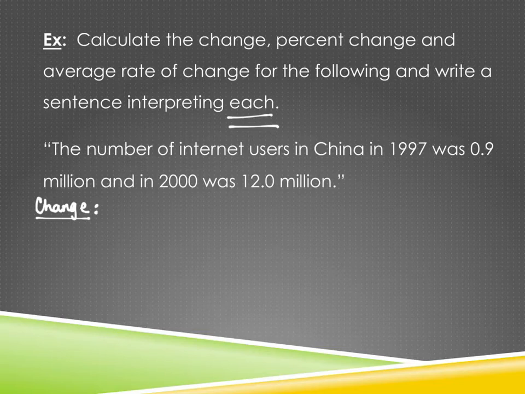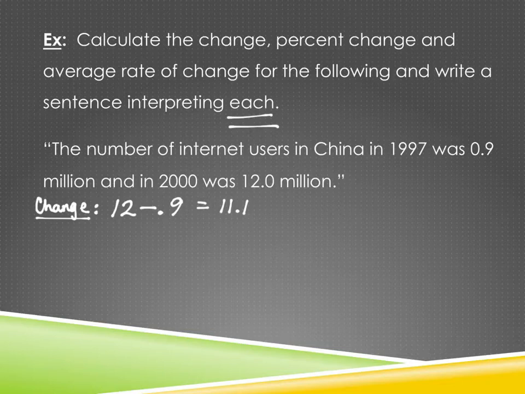The number of internet users in China in 1997 was 0.9 million, and in 2000 was 12 million. All right, so what two values would I be subtracting if I'm looking for how that changed? 12 minus 0.9. Yeah, it's the newer or later value minus the earlier one, 12 minus 0.9. And what would that give me? Should be 11.1, right? 11.1.